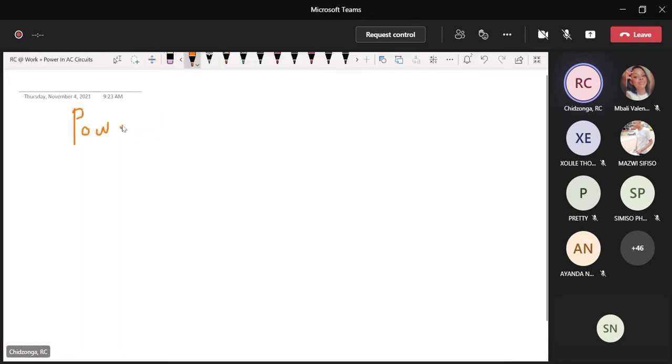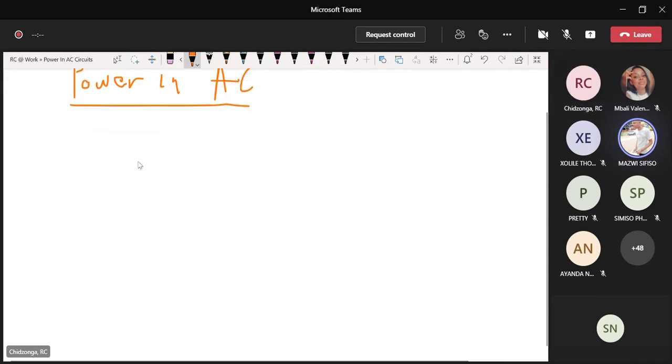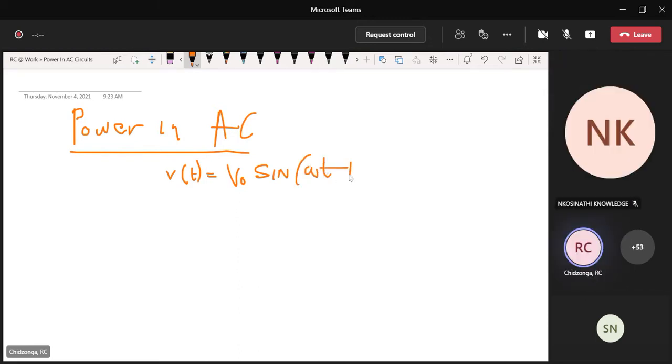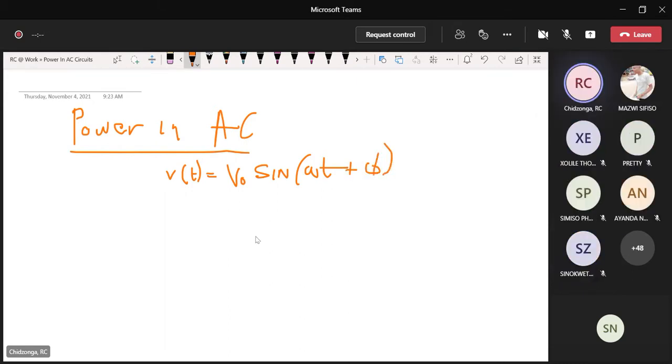I'm going to review power in AC, right? Now, the basic thing that we have to understand is that in an AC circuit, we are dealing with sinusoidal quantities, which voltage can be defined by this equation, plus phi, and then the current in a circuit can also be defined by this equation, I peak sin omega t plus a different angle. So this is the situation that we have.